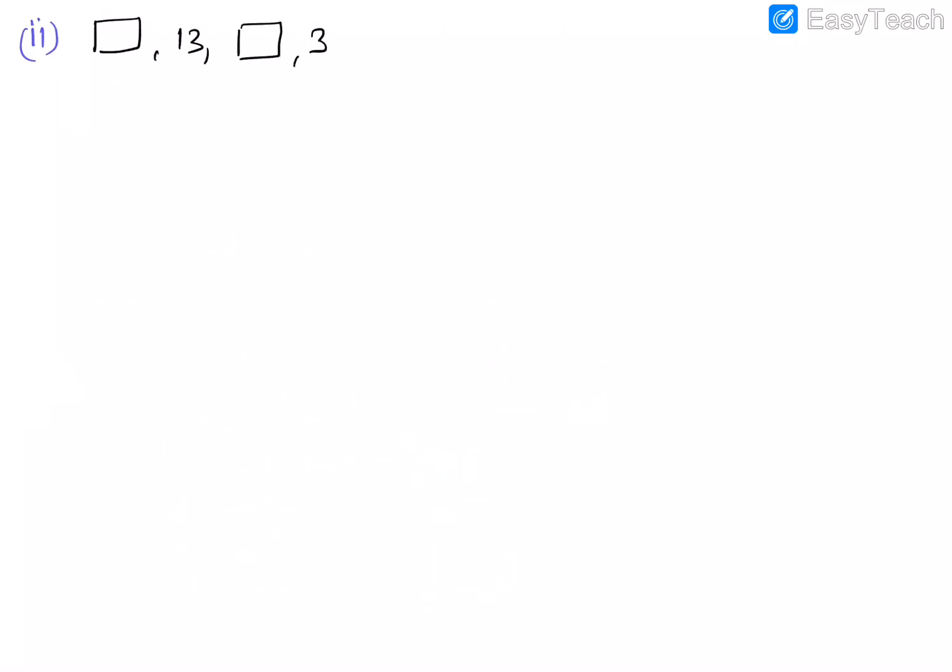In second part, the first term and the third term are to be found out, whereas we are given the second term and fourth term. So we can write second term as a plus d. This is given as 13, and fourth term, that is a plus 3d, is given as 3. So we have to solve this pair of linear equations in two variables a and d.